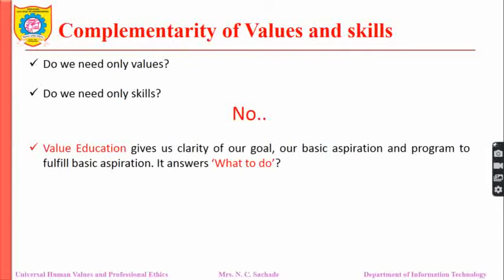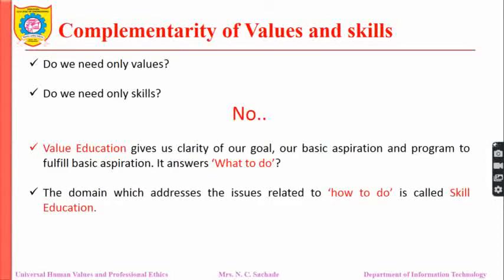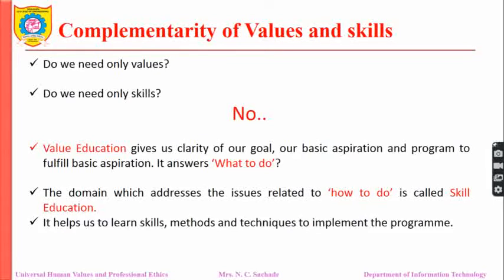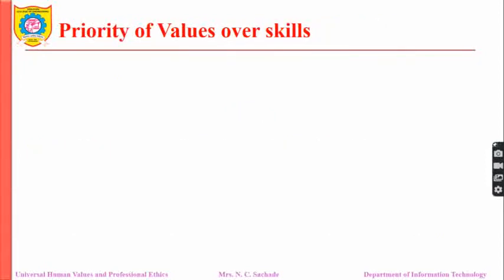It is going to answer us the question what to do. The domain which addresses the issue which is related to how to do is called skill education, and skills are going to help me once I have decided that I want to do it for this purpose. Skills will help me in doing it. So skills help us learn methods and techniques to implement the program which we have found out in our value education. So now how to decide which one will come first, values or skills?